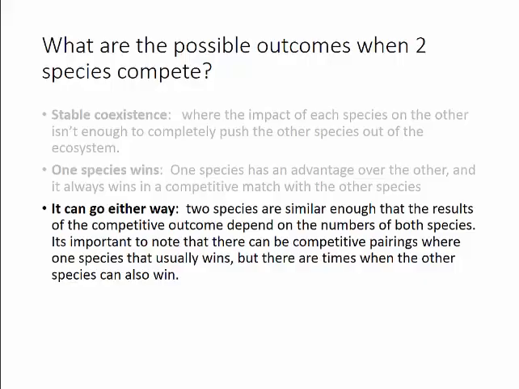The third and final set of outcomes is the situation where one species or the other can win. It can go either way. Now, this is when two species are similar enough that the results of their competitive outcome depend on the numbers of both species. It's important to note that there can be competitive pairings where one species wins most of the time, but there are other times when the other species can also win. So in short, it can go either way.